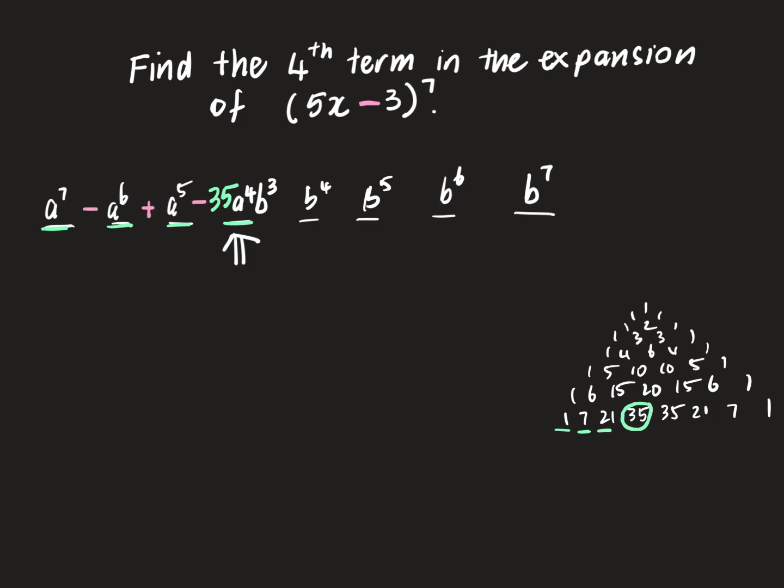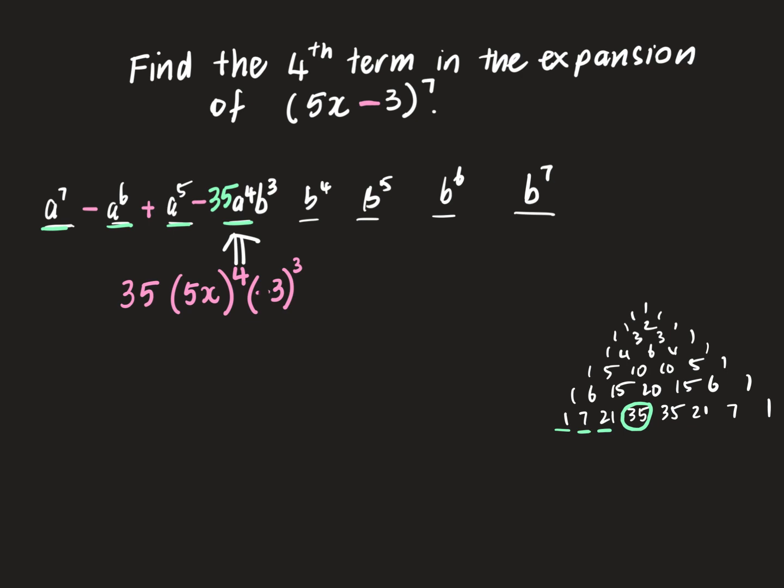I'm imagining it's going to be minus, but I can check on that. I think it's going to be negative. So we've got 35 times our a term. Now our a term is 5x, and that's to the power of 4, times our b term, which is, well, we could think of it as negative 3, and that's going to be to the power of 3. Well, negative 3 to the power of 3 is going to be negative, isn't it?